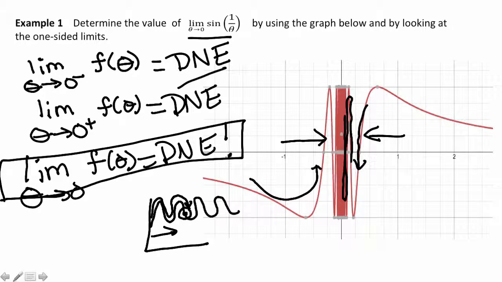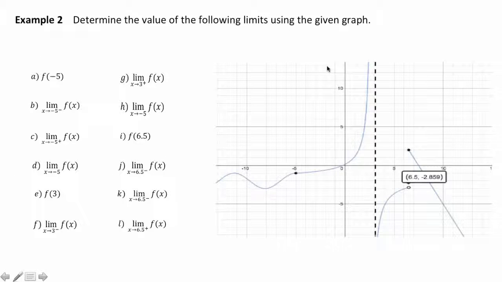Okay, so we're going to determine the values of the following limits, and values, not just limits. The graph is given here. You have a sinusoidal function, then some kind of hyperbolic function with a vertical asymptote, and you have a line. So this is definitely a piecewise function.